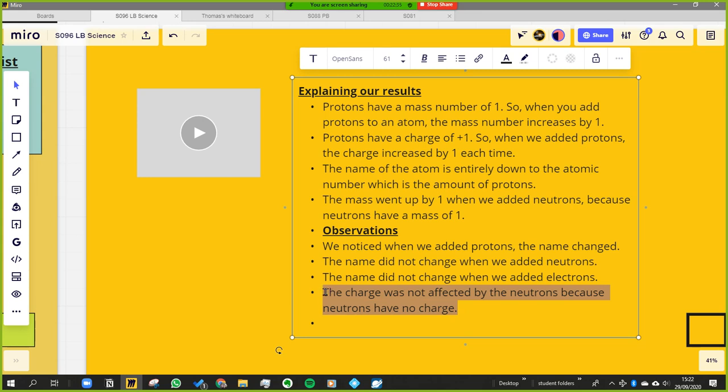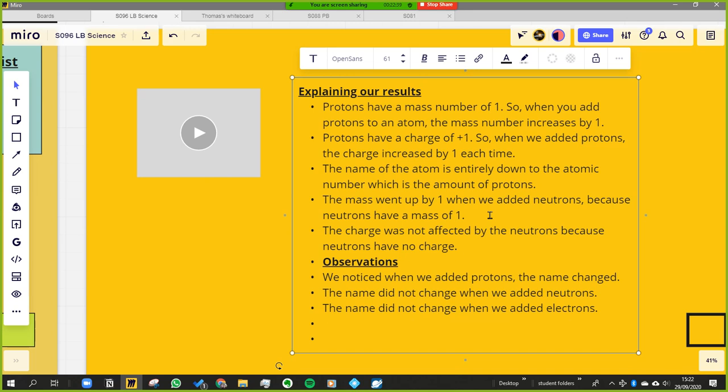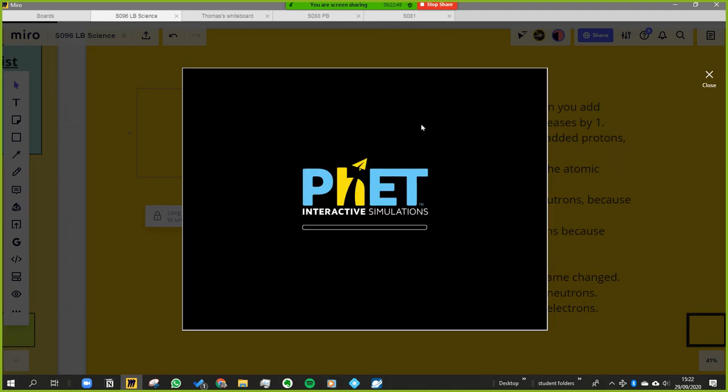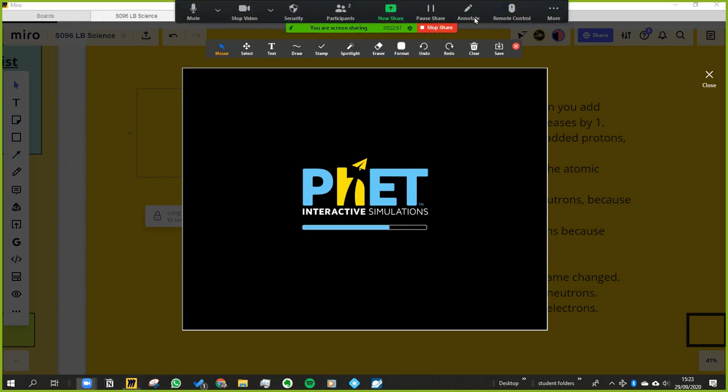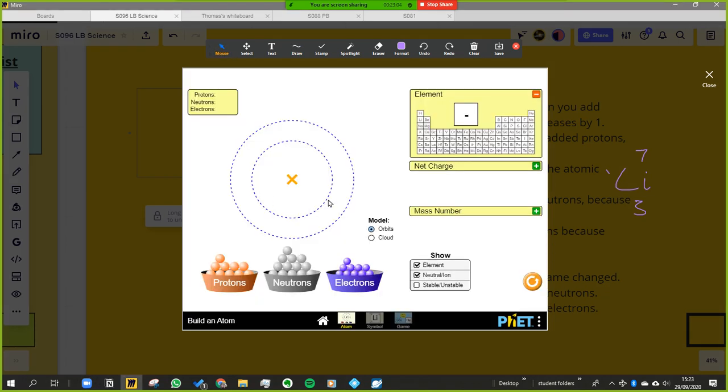Well, I'm explaining something again there, aren't I? So, yeah, and I can just put other observations. So basically, when we wanted to make our lithium atom, I'll load it up here, and I'm just going to do the symbol for the lithium atom. This is the task that you had to do originally. Mass number of 7, atomic number of 3.